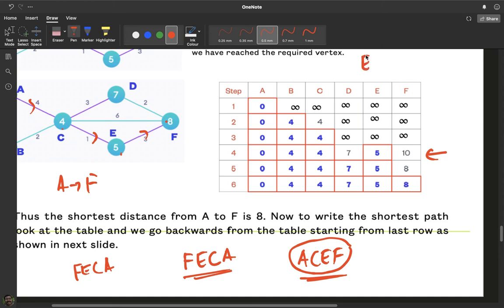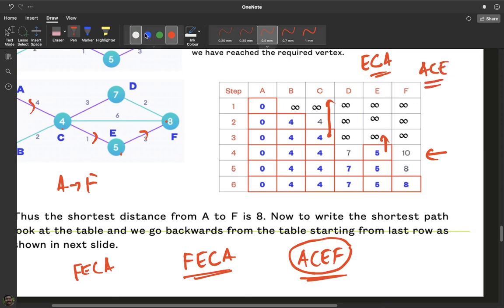Now look at the row in which there was a change in that weight. E had a weight change in this row. In that row, which vertex had a permanent labeling? It was C. Now we are at C. Look at the immediate change of C. It happened in the first row, where the permanent labeling was for A. So it is E, C, A, or simply if you write A, C, E, this is the shortest path from A to E.